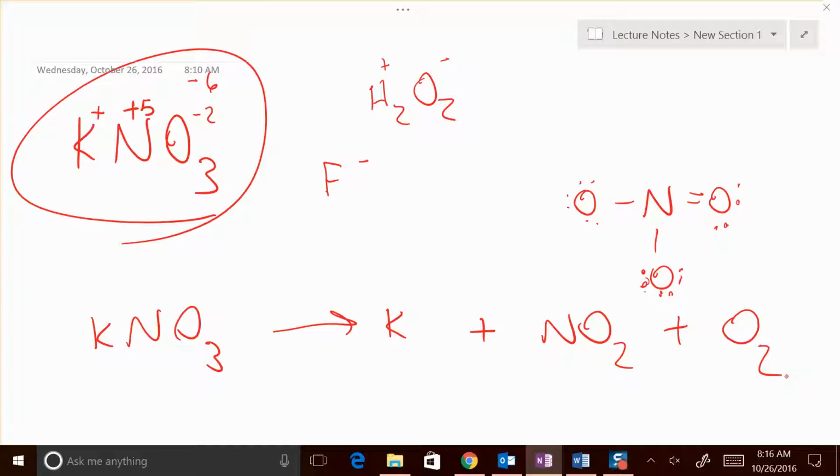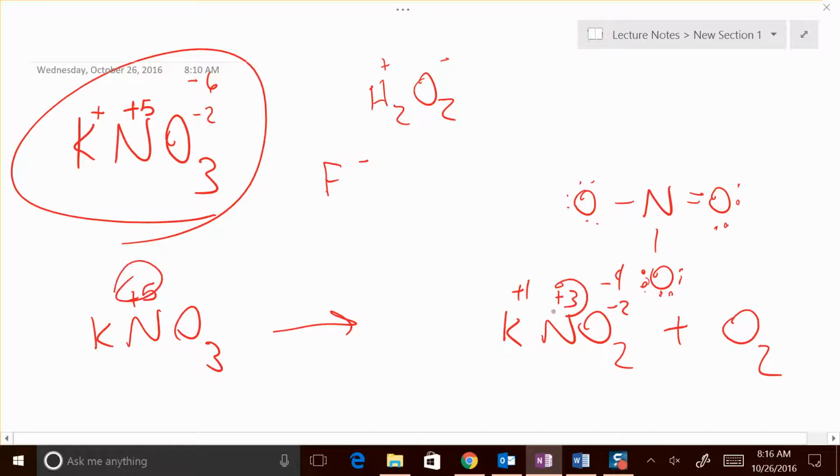This nitrogen we know is +5, right? What is the nitrogen over here? This is -2, that's -4. Sorry, I should have kept that at a -1 charge. So let's just say it went to KNO2 plus O2, and we can get rid of this -1 charge. So that's -2, that's -4. This is +1. What's the nitrogen? +3. So it went from +5 to +3.